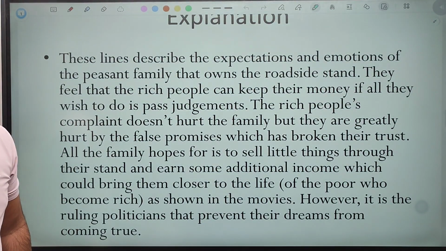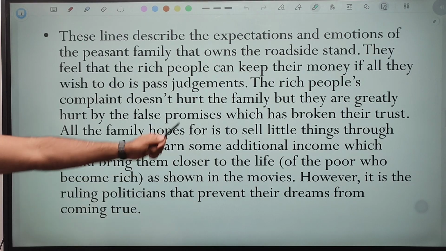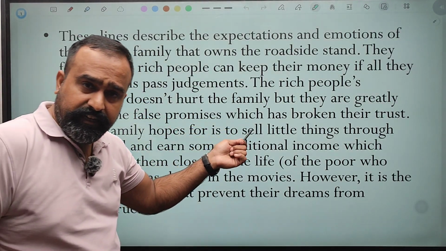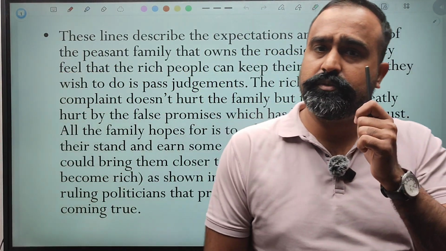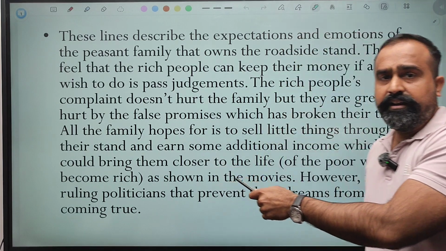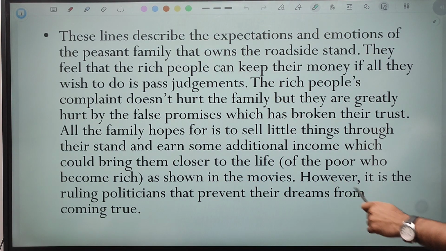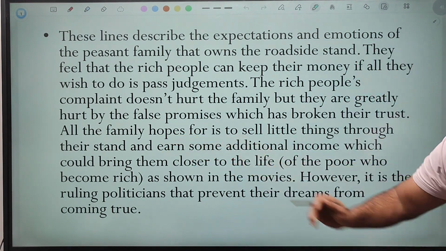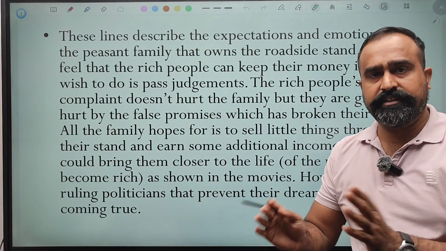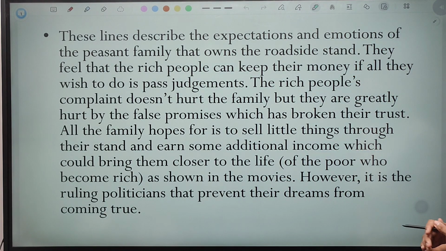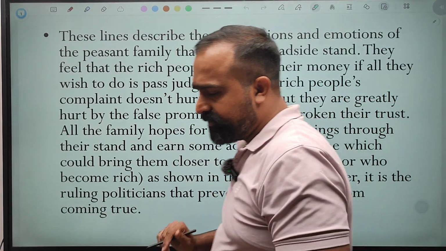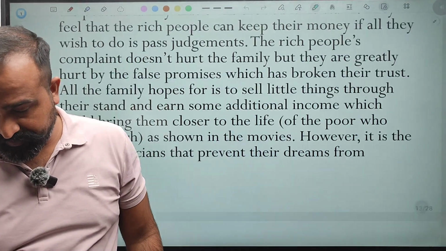You can take a screenshot of this paragraph's explanation. The peasant's family is living far away from the city. They are not harming the city life. They just want a little bit of money, and they have been duped of their hopes by the party in power and the city people. So please take the screenshot. And these politicians have prevented their dreams from coming true.